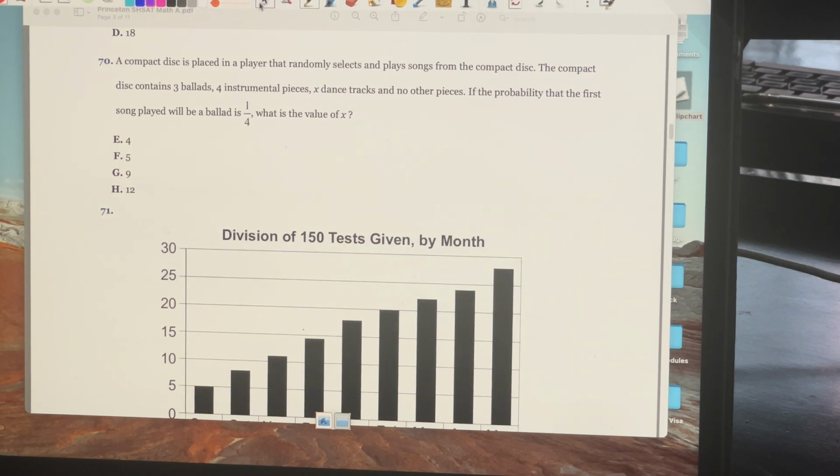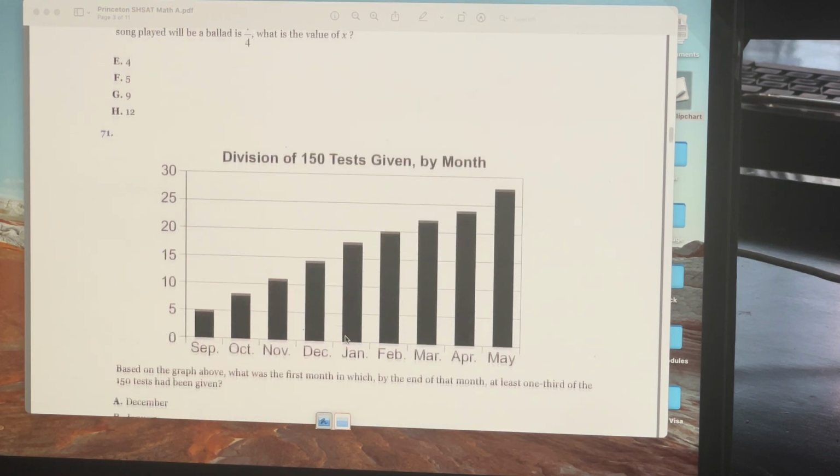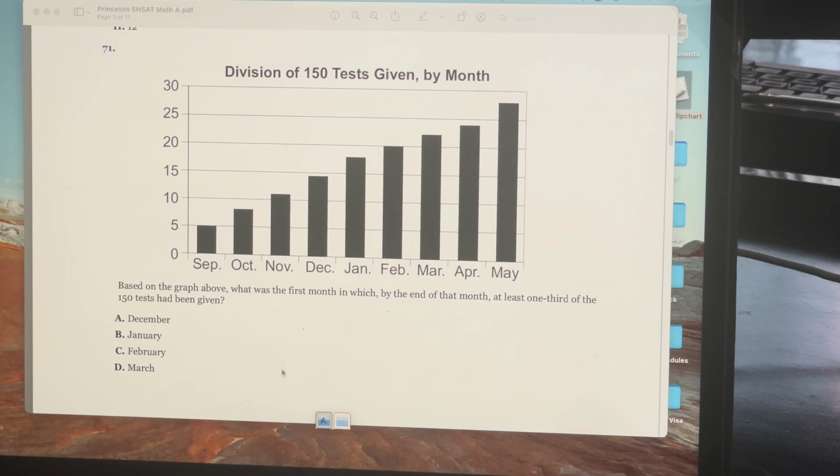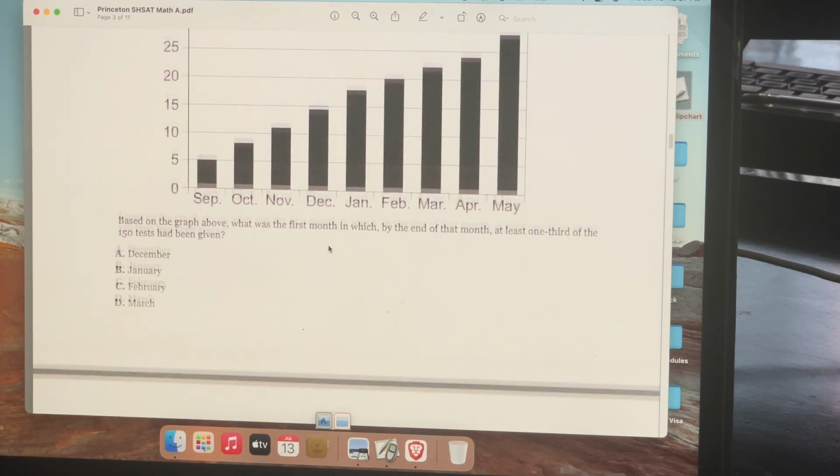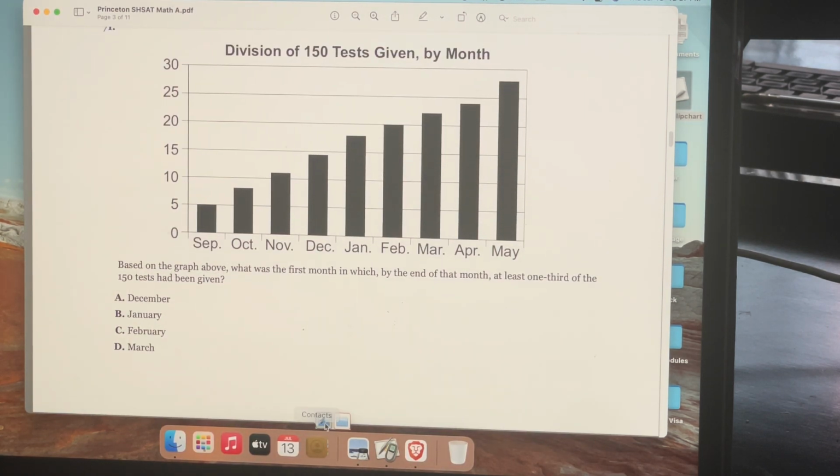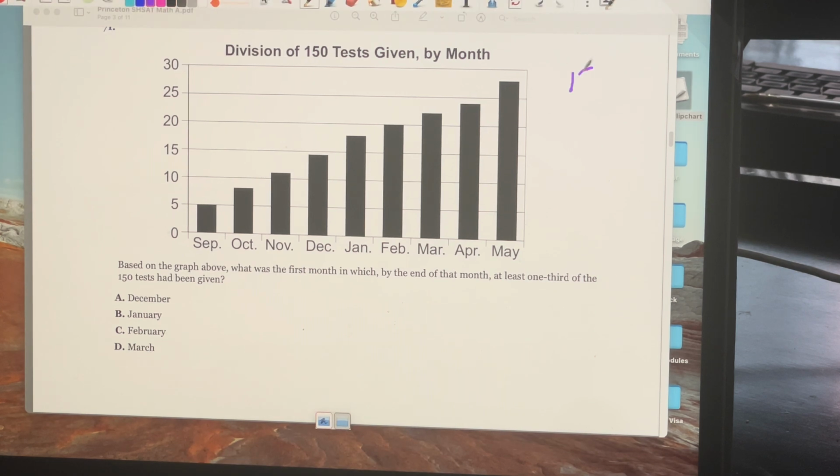71, a little tricky. I did not read this well when I did it. So there are 150 tests given. At what point would 1/3 of the tests be given? At what month would 1/3 of the tests be given out? Well, 1/3 of 150 is 50. So after how many months will we have 50 tests given?